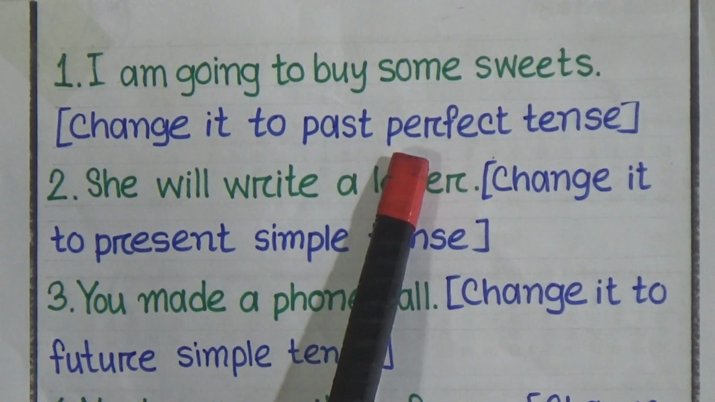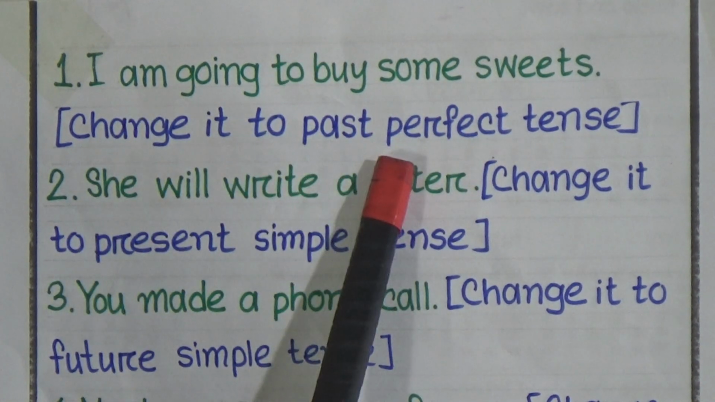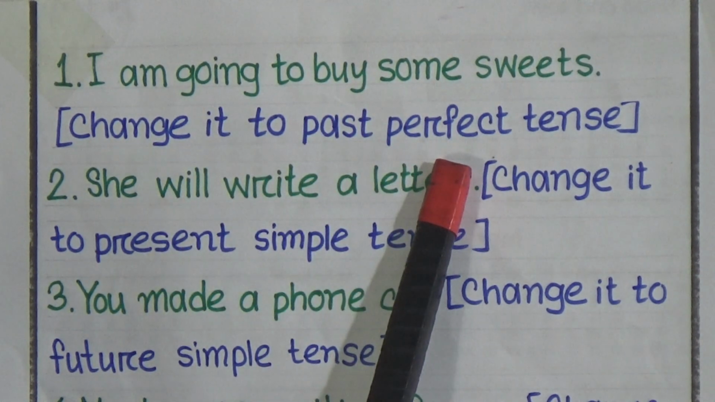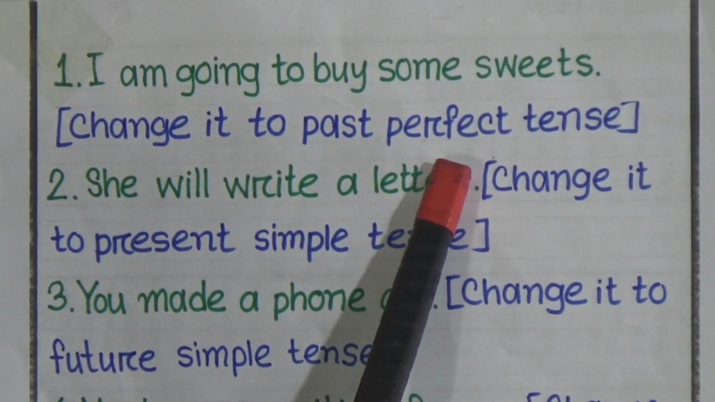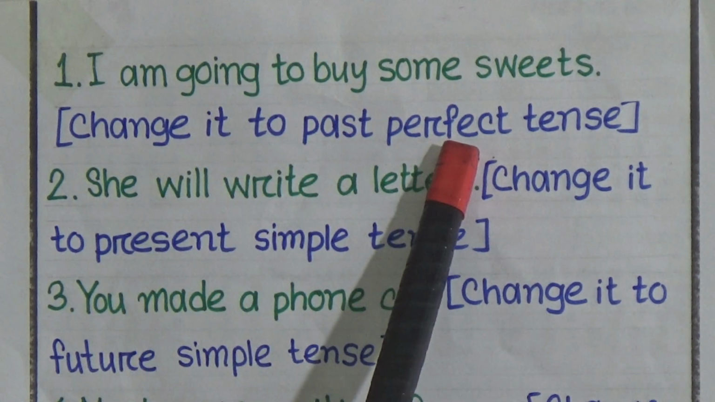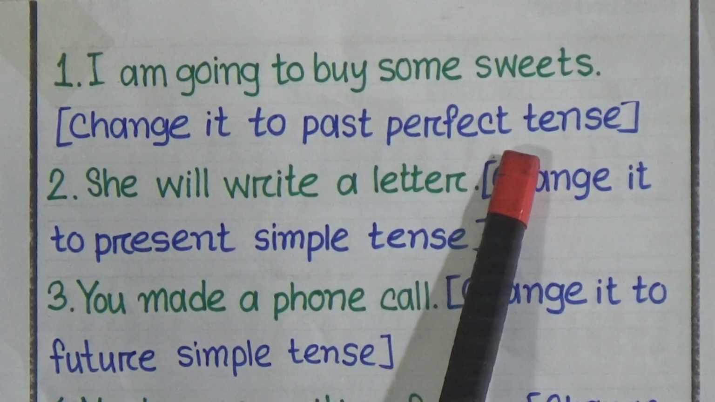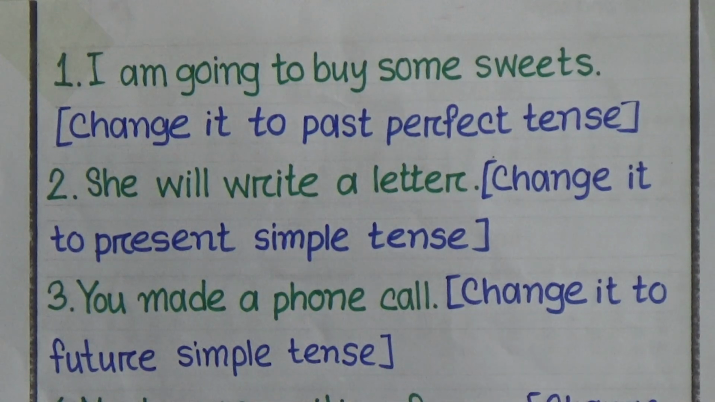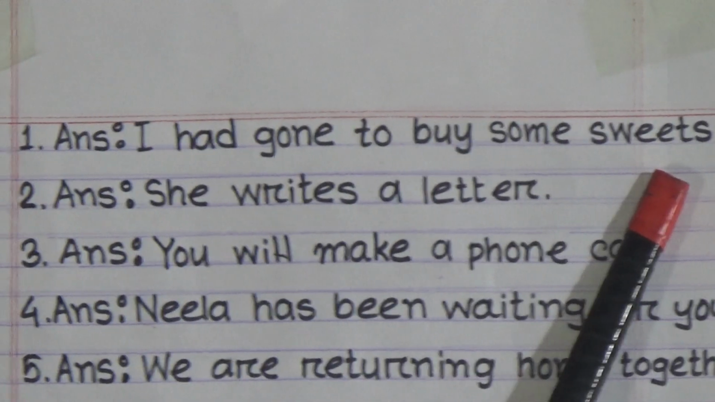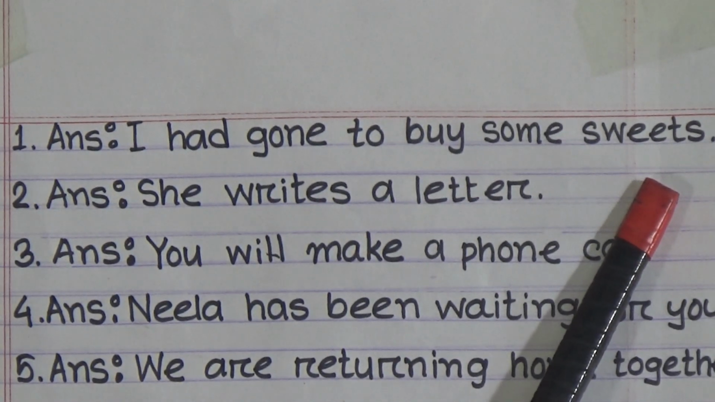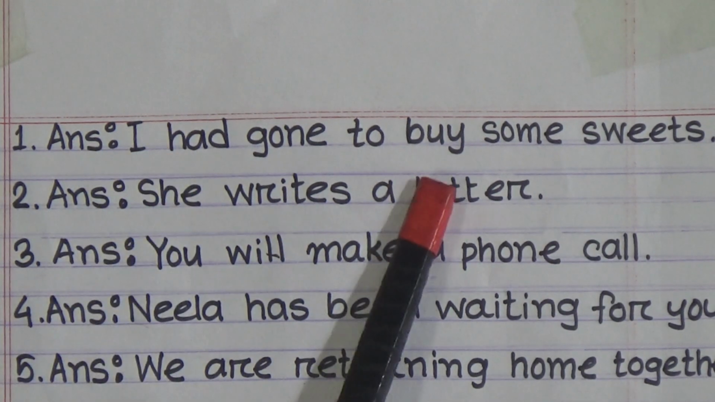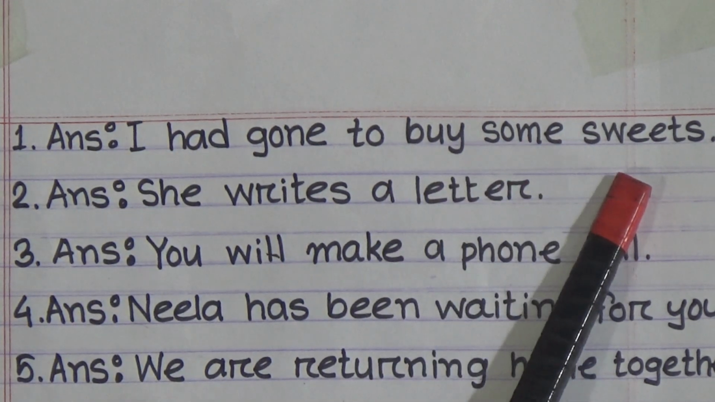We know the structure of past perfect tense. The structure of past perfect tense is subject plus had plus past participle form of verb, then object plus extra. So if we write this sentence into past perfect tense, it will be like this. I had gone to buy some sweets. I'm repeating, the sentence will be I had gone to buy some sweets.